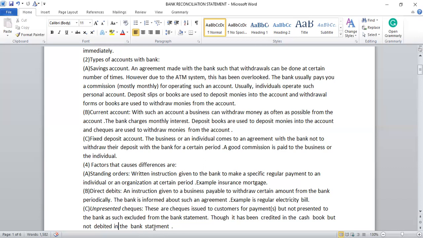So the business will pay somebody, another individual or organization, and the cash book will be credited. When they credit the cash book, the check is supposed to be sent to the bank so that the bank will also debit it, but it may delay. So when the bank statement comes, it may not reflect it. So that one we call what? Unpresented check, because the check has not been presented for the bank to debit the business account. Okay.